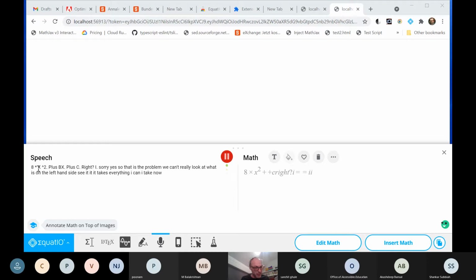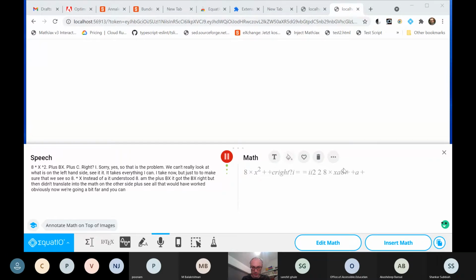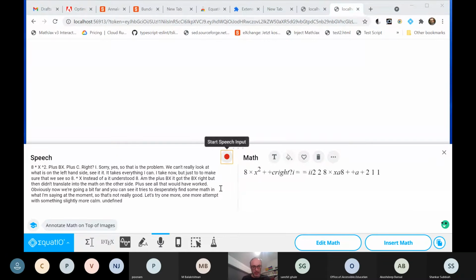But just to make sure that we see, so 8 times x, instead of a, it understood 8. The plus bx, it got the bx right, but then didn't translate it into the math on the other side. Plus c, all that would have worked. Obviously, now we're going a bit far, and you can see it tries to desperately find some math in what I'm saying at the moment. So that's not really good. Let's try one more attempt with something slightly more complex.